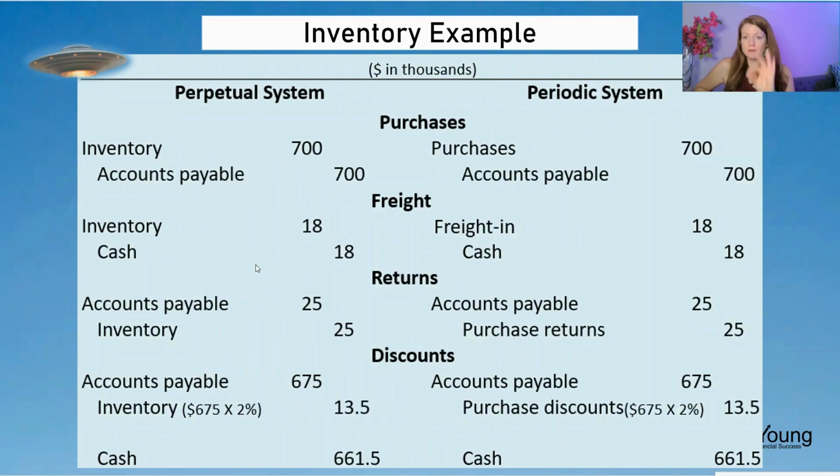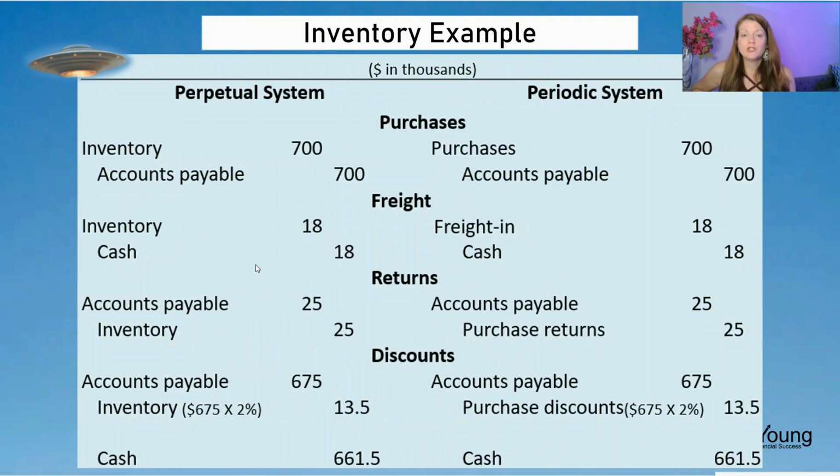So under the perpetual inventory system, we're just going to increase inventory because that was a part of the cost of inventory. So we increased that by the $18,000 and we paid them cash. For periodic, remember, we're going to have that separate account, the freight in account, for $18,000, and then we paid out cash. So we're keeping purchases and freight in separate under the periodic system.